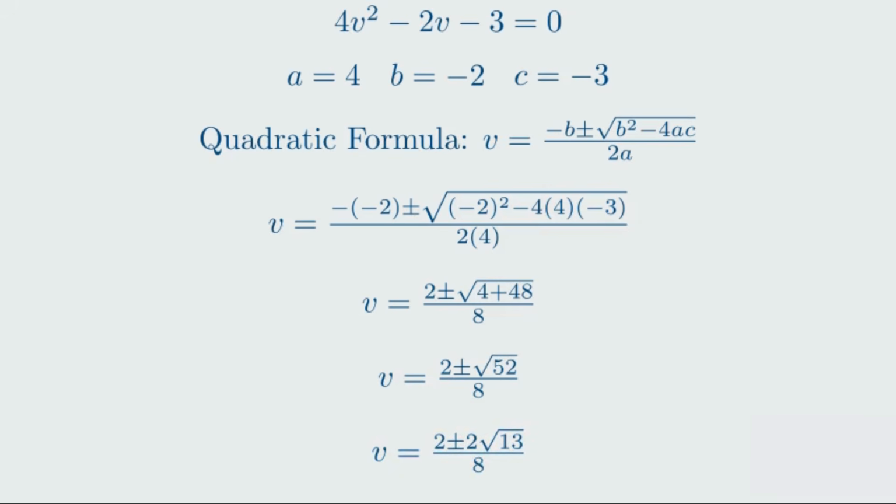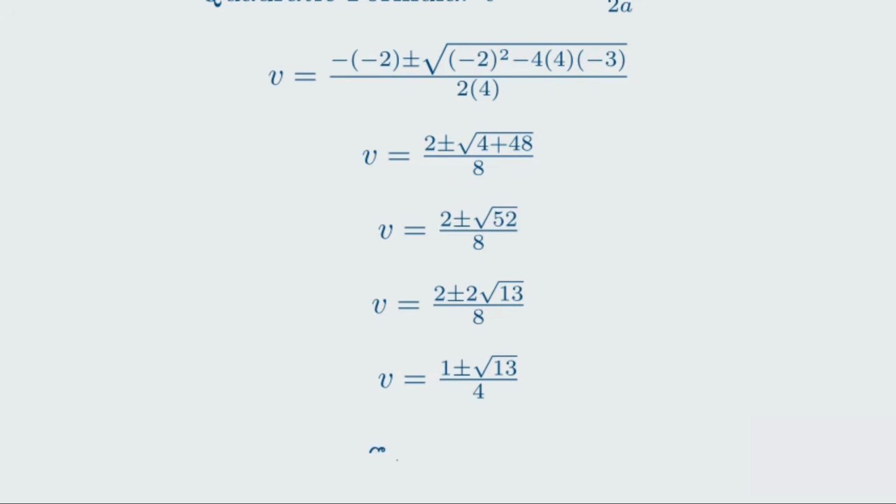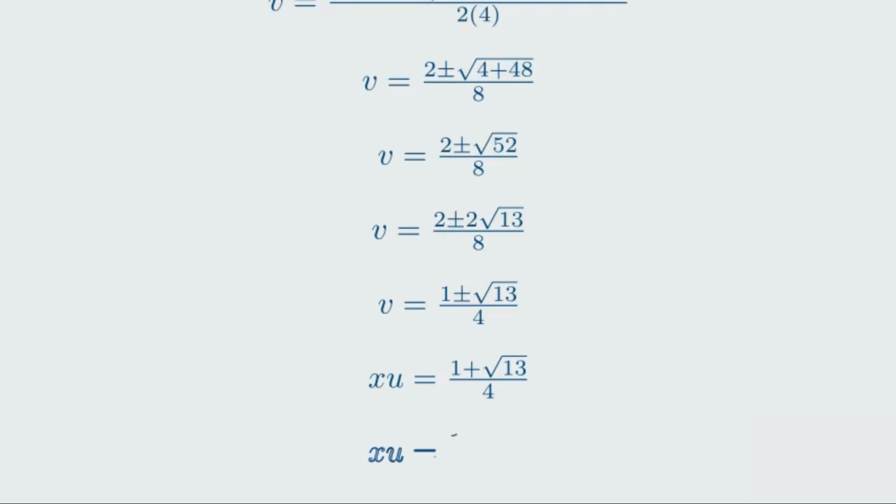We can divide the numerator and the denominator by 2. This gives us our two possible values for v: 1 plus the square root of 13 over 4, and 1 minus the square root of 13 over 4. Remember, v is equal to x times u. So we have found the two possible products for x and u. X times u equals 1 plus the square root of 13 over 4, or x times u equals 1 minus the square root of 13 over 4.